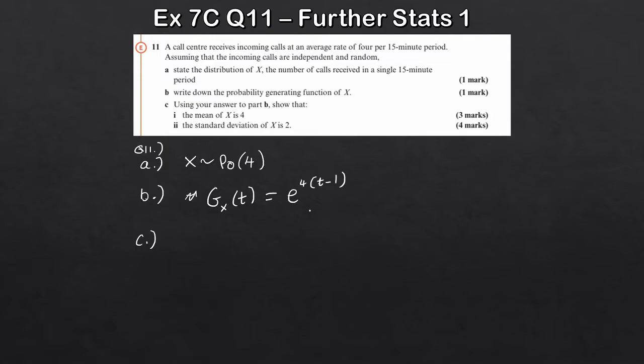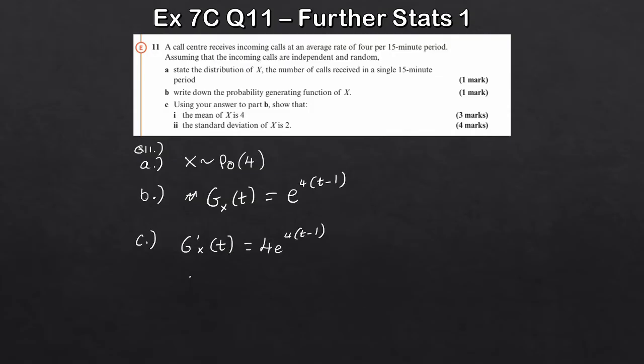Let's start out by defining what the mean is. The mean is when we differentiate this probability generating function, so G prime of this function for x. If I differentiate e to the 4 bracket t minus 1, that'd be 4t minus 4, so the derivative of that would be 4, bring that to the front, so that'd be 4e to the 4, t minus 1. Just a standard differentiation from your A-level maths.